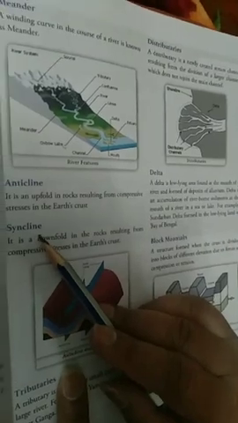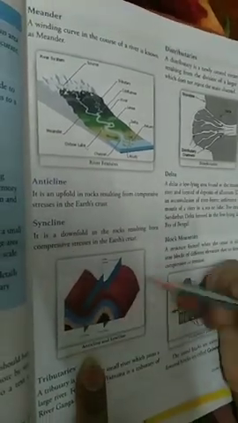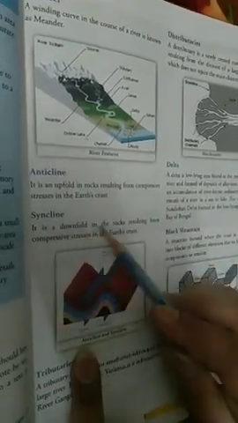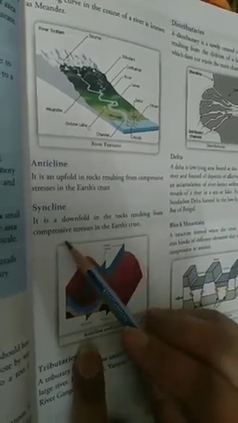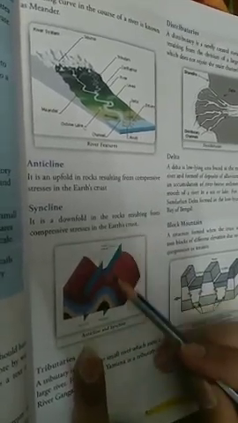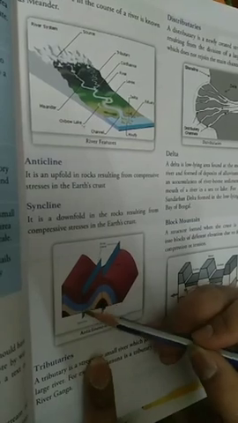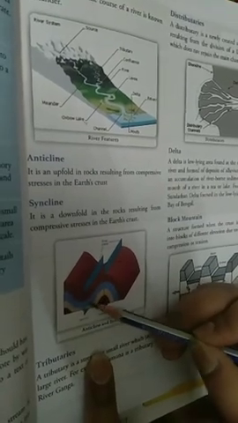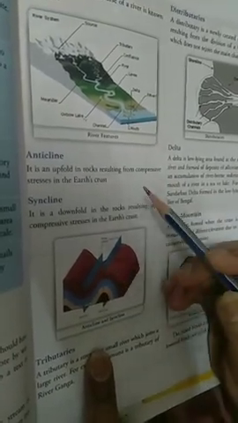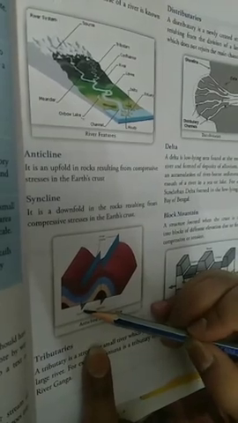Then the next heading is which one? It is syncline. Now it is a downfold in the rocks resulting from the compressive stresses in Earth's crust. Here you can see in the diagram, upfold is anticline, downfold is syncline. Understood? Now let us see the next heading, and that is tributaries.